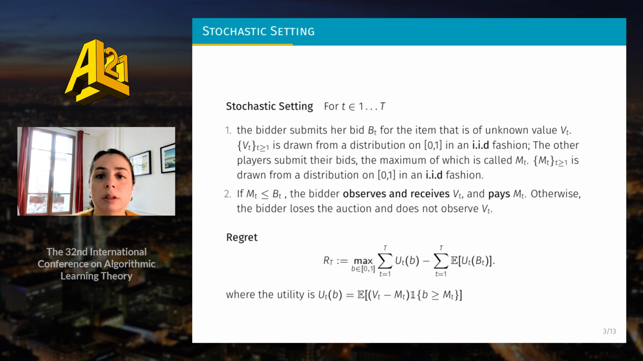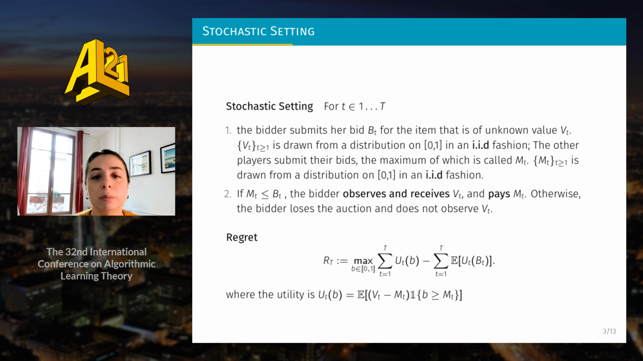We are specifically interested in the following stochastic setting, where at each time step, the bidder has to submit a bid BT for the item that is of unknown value VT. VT is going to be drawn from a distribution on [0, 1] in an IID fashion. The other players on the side submit their bids, the maximum of which is called MT. MT is also going to be drawn from a distribution on [0, 1] in an IID fashion. If MT is smaller than BT, that means that the bidder wins. The bidder observes and receives the value VT and pays the second highest price MT. Otherwise, the bidder loses the auction and does not observe the value, which is a form of censoring.